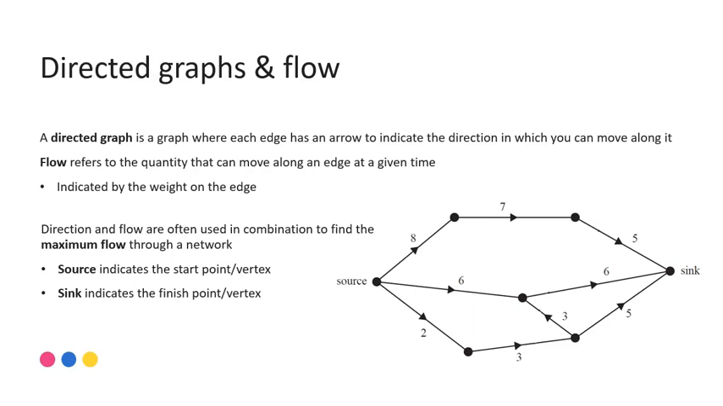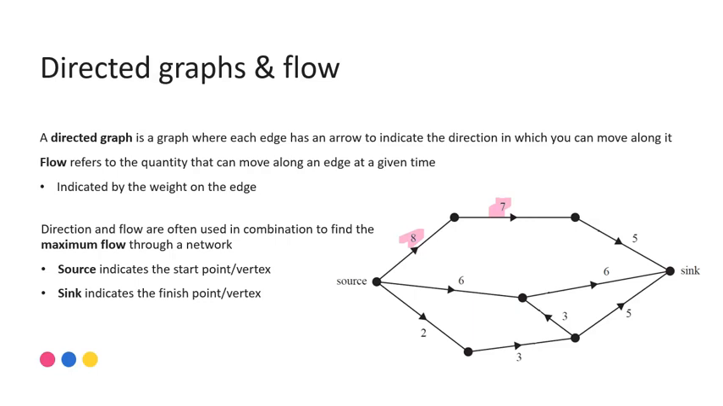So usually think of that as like one-way streets or flow through a set of pipes or a network. Flow refers to the quantity that can move along that edge at any given time. So that's where we bring in the weights or the values on the edges themselves. So those weights, those numbers represent the quantity that can move along those edges.